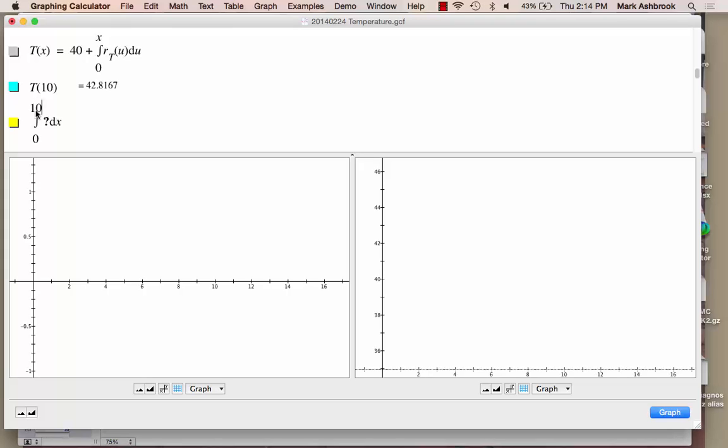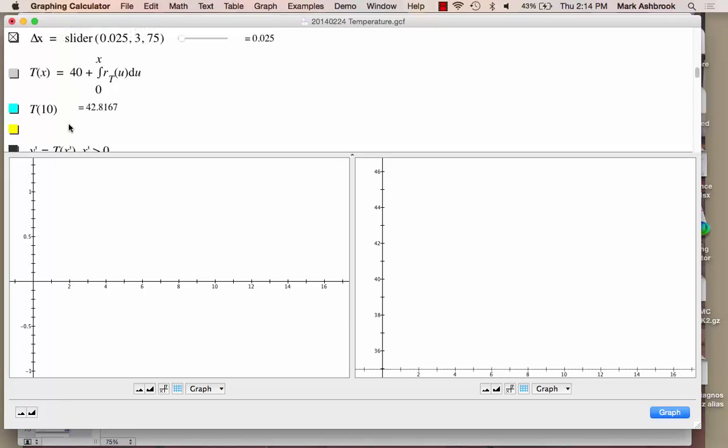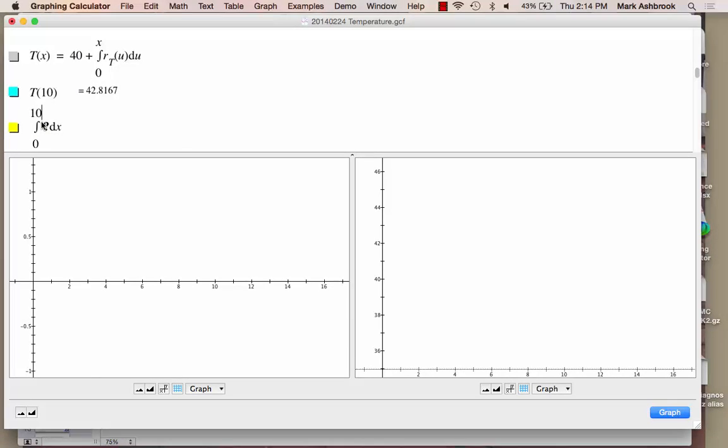From 0 to 10 of r. Try that again. Okay, so my integral from 0 to 10 of r, t. So this little t that we use, it can be anything. This time I'll use v. It's just a placeholder. It could be v, it could be u, it could be t, and we're going to talk about that later today. So how come it's not 42.8167?